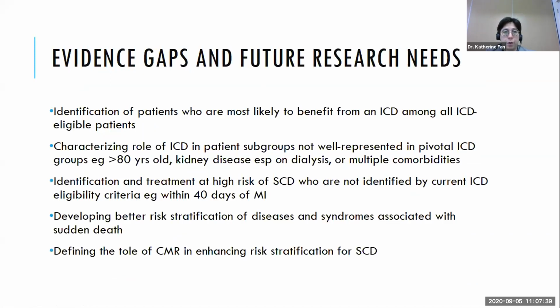The following is the last paragraph from the guideline, and they do recognize and acknowledge evidence gaps and future research needed. They still want better identification of patients likely to benefit from an ICD, some information on subgroups not represented in the pivotal ICD trials, identification and treatment of high risk of sudden cardiac death not identified by current ICD eligibility criteria, and better risk stratification. They have a whole lot, but I picked out some with specific reference to ICD therapy.